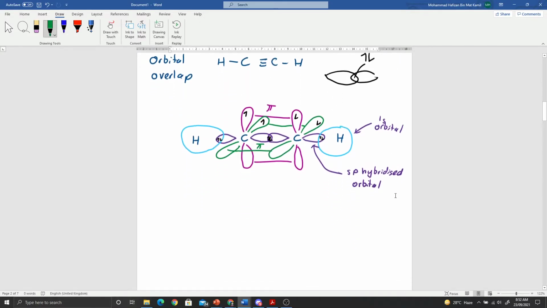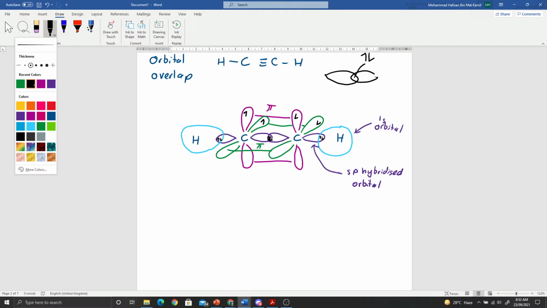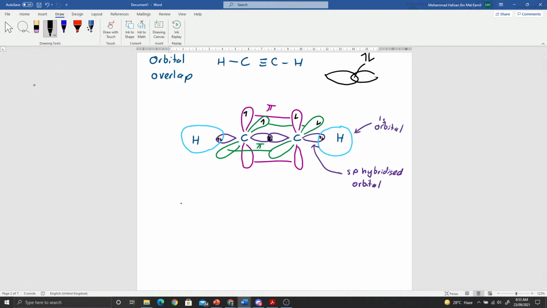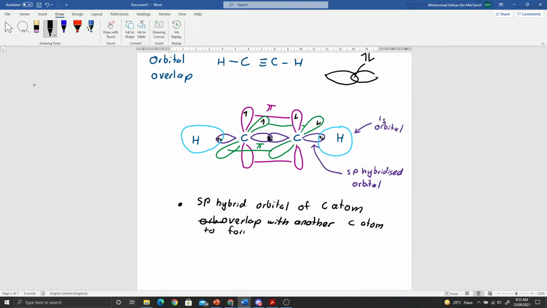Okay, and then how to describe it, right? The way we describe it is you explain one by one. So the sp orbital, you say: sp hybrid orbital of carbon atom overlaps with another C atom to form a sigma bond.